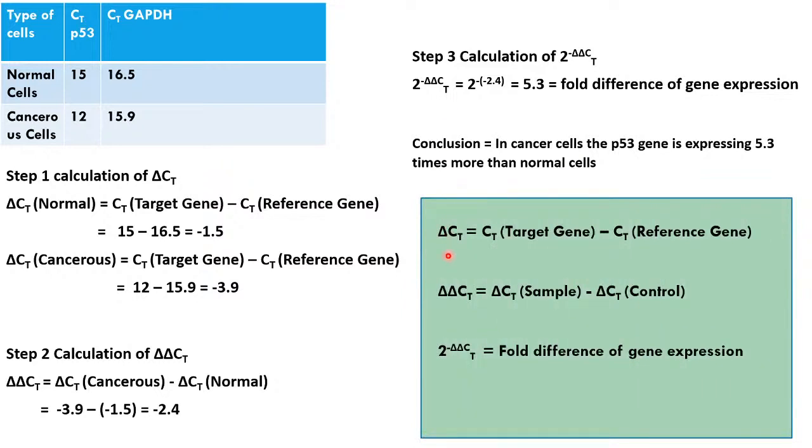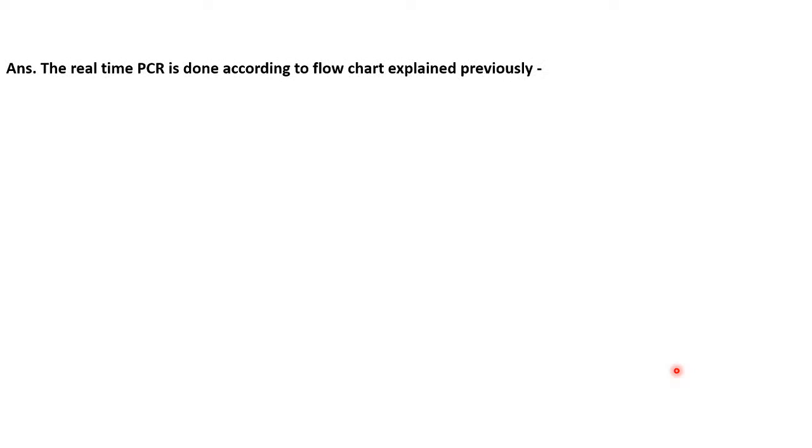Okay, so delta CT is always target minus reference, and delta delta CT is sample minus control. So in this case our sample was cancerous and the control was our normal cells, and 2 to the power minus delta delta CT is actually the fold difference of what? Gene expression.